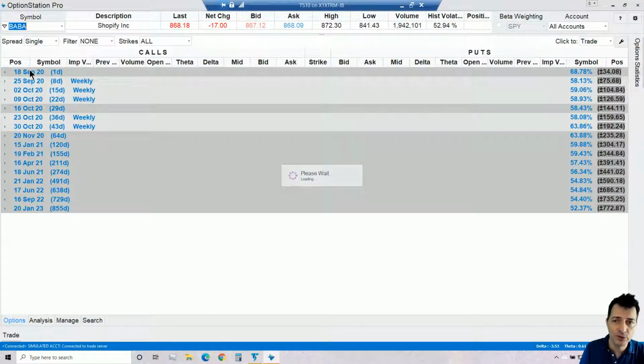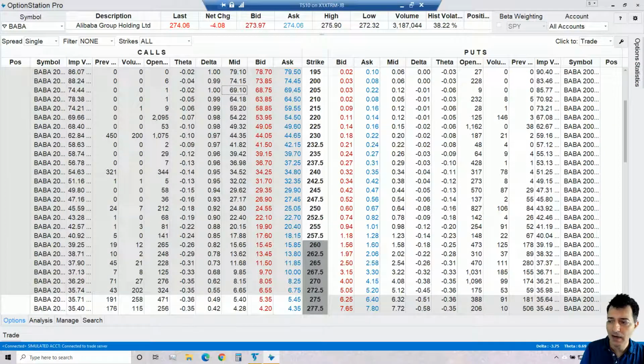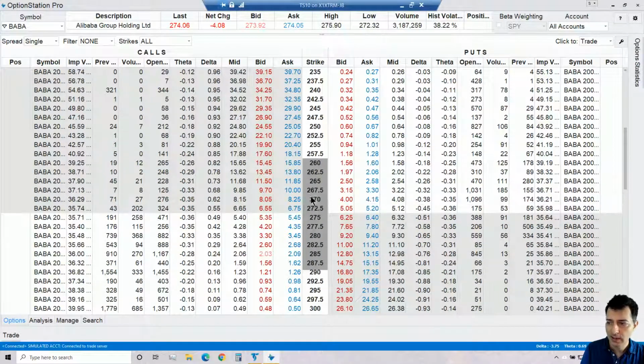Of course, the shorter the time to expiration, the better. So I'm gonna start with September 25. Okay, it could be any other date, but I'll start with September 25 and see if Alibaba is gonna give us a good one in this case.